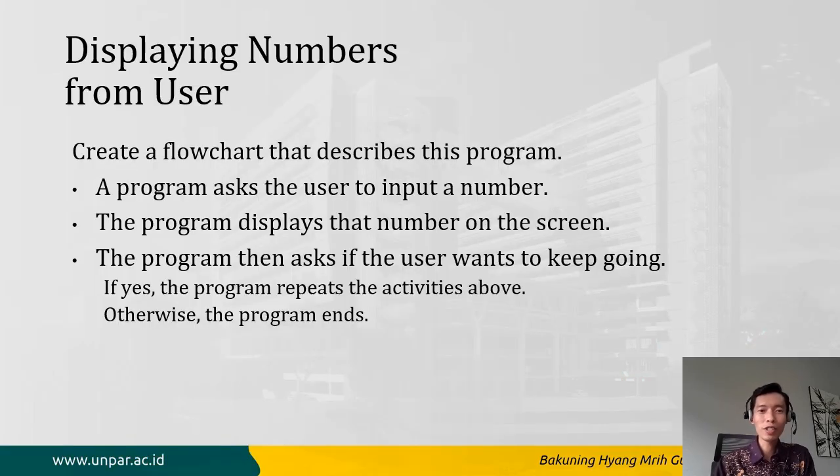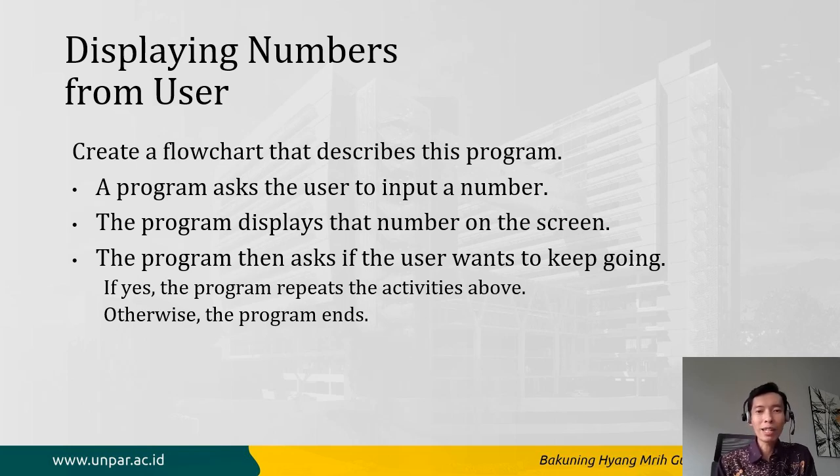Okay, so here's the problem. We're going to create a flowchart that describes a program that works like this. First, the program asks the user to input a number, and then the program displays that number on the screen. So whatever the user inputs to the program, we will display that number. It can be an integer, it can be a float number, it can be whatever, okay?